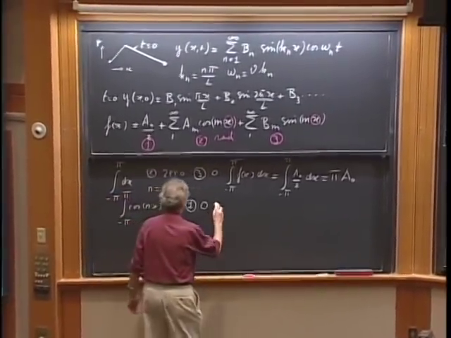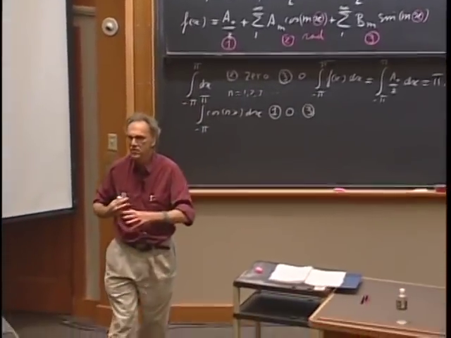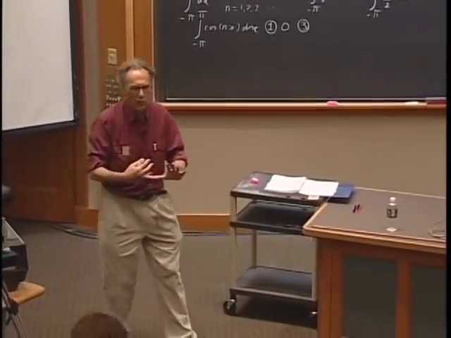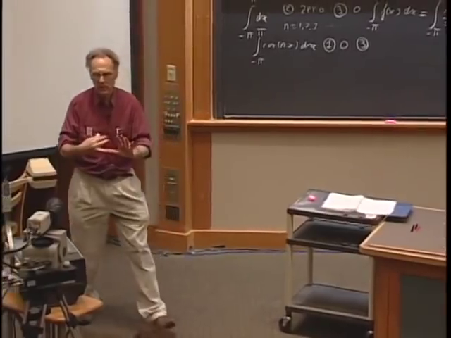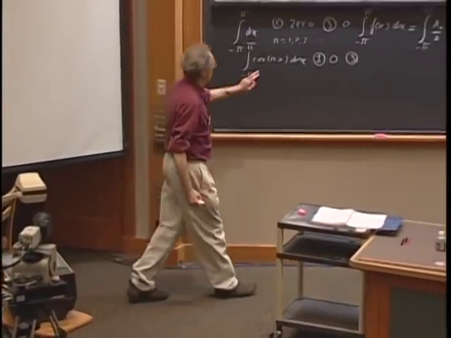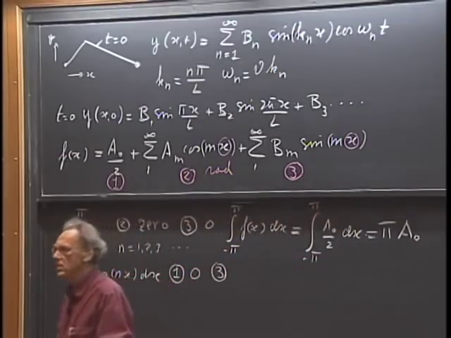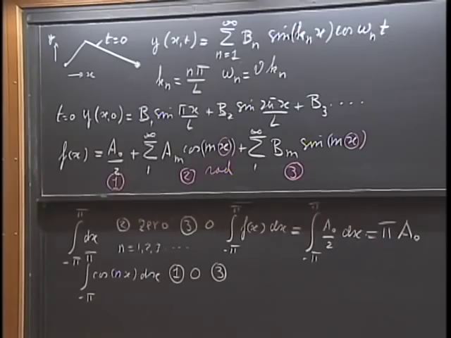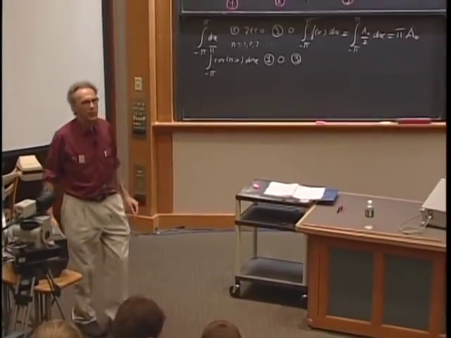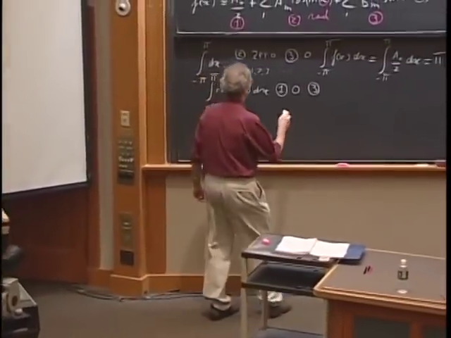The third one, for any value of m and for any value of n, the third one is also 0. And if you don't believe that, check that on your own. So then you would get a cosine of n x times the sine of m x, for any integer n, any integer m. If you integrate it over one whole period, you get 0. So this is also 0.